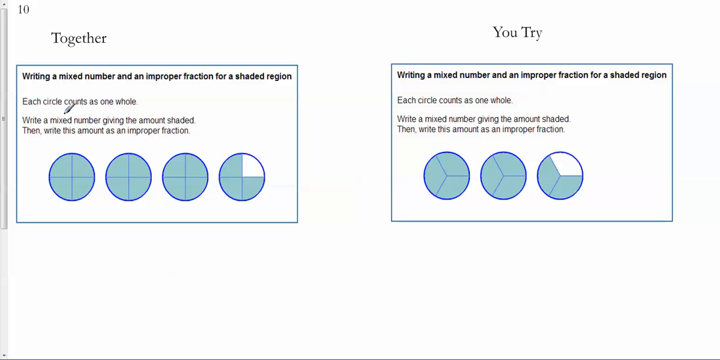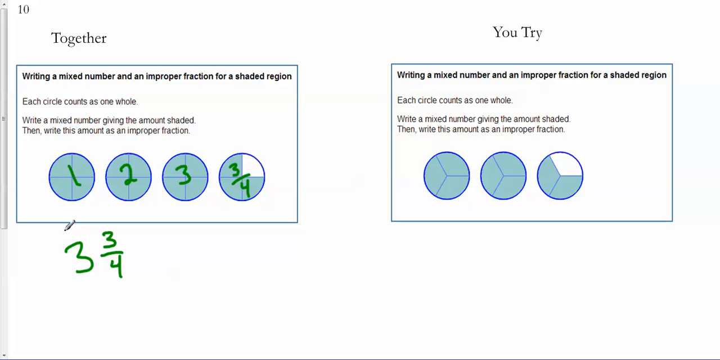So let's take a look. Writing a mixed number and an improper fraction for the shaded region. Okay, so each circle counts as one whole. So what I did, I've got pizzas here. I've split them up into 4 pieces. How many entire pizzas are shaded blue? 1, 2, 3. So my whole number is 3. What's my fraction here? 3/4. So my mixed number is 3 3/4.